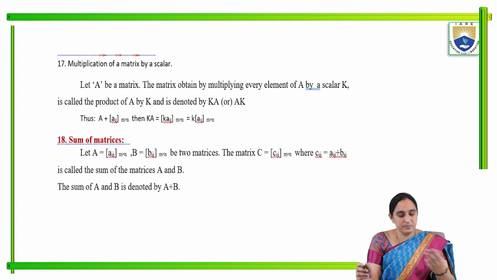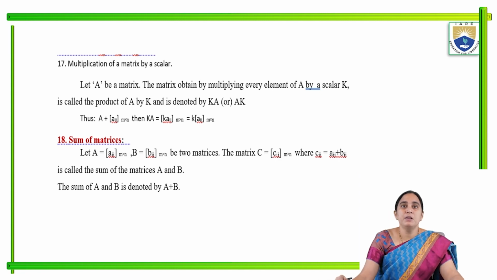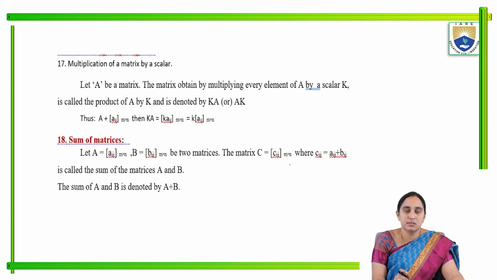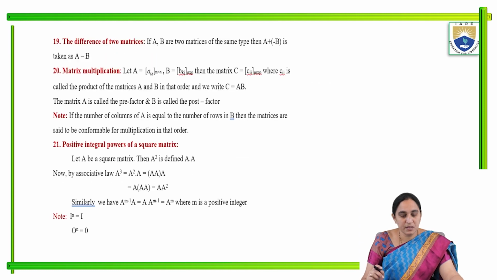Okay, next, sum of the matrices. Let A and B be two matrices. The matrix C is equal to Cij, of order m by n, where Cij is obtained by adding the two matrices, that is Aij plus Bij, is called the sum of the matrices A and B. The sum of A and B is denoted by A plus B. Next, the difference of matrices. Difference means subtracting one matrix from the other matrix, that is A minus B.